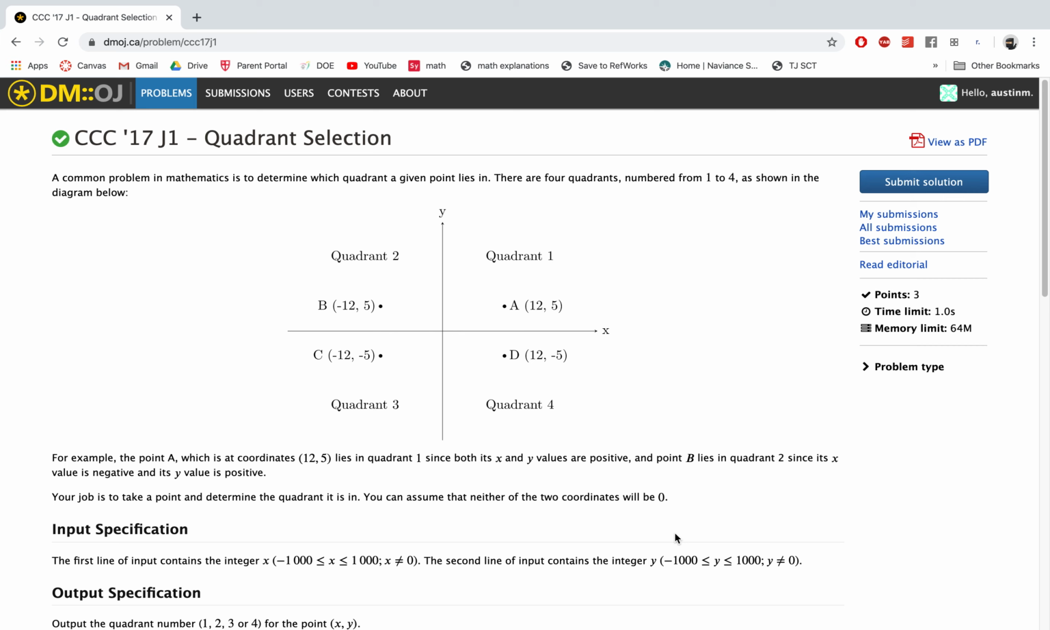Competition 2017 Junior Problem 1, Quadrant Selection. A common problem in mathematics is to determine which quadrant a given point lies on. There are 4 quadrants numbered 1 to 4, as shown in the diagram below. And if we see the diagram, it gives us quadrant 1, quadrant 2, quadrant 3, and quadrant 4.